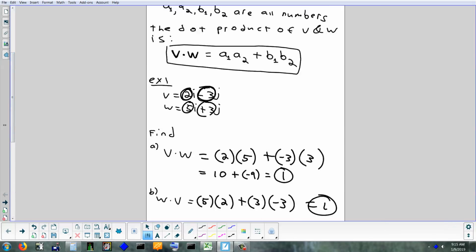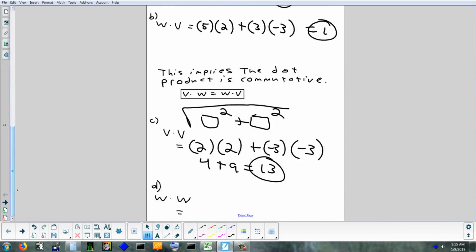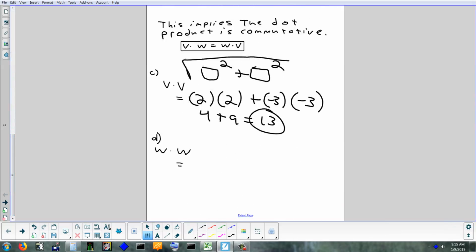All right, so W dot W. Joe, can you just say it again? 5 squared plus 3 squared. So it's almost like you're finding the length. 5 squared plus 3 squared, but then you stop. You don't actually take the square root. So 25 plus 9 is 34.